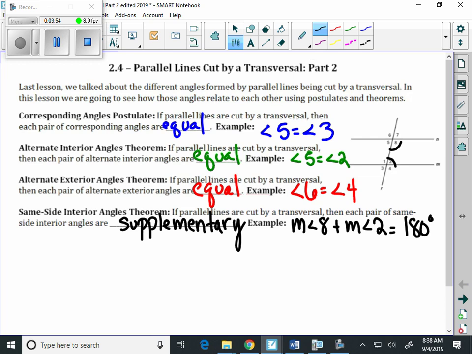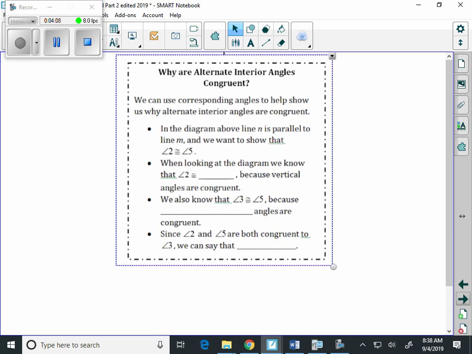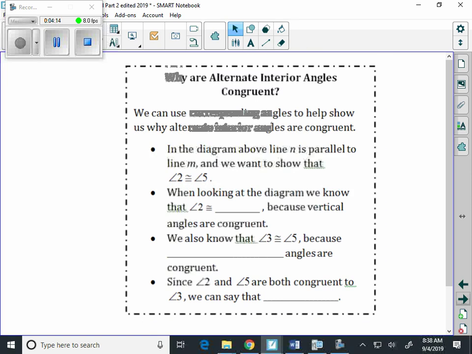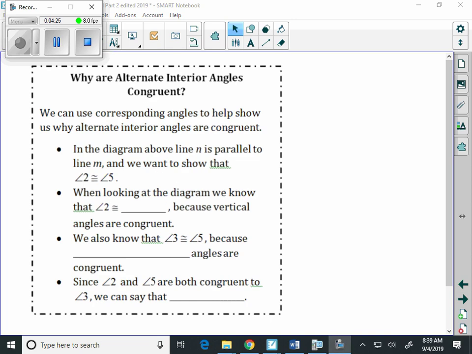Now eventually, what we're working up to is something called proofs. And theorems are something that we can prove. What we do when we're looking at these boxes here is a roundabout proof, so we will be used to it when we get farther along in the year. But why are alternate interior angles congruent? Look above on your paper, because I don't have the picture here on the screen, but we can use corresponding angles to help show us why alternate interior angles are congruent.